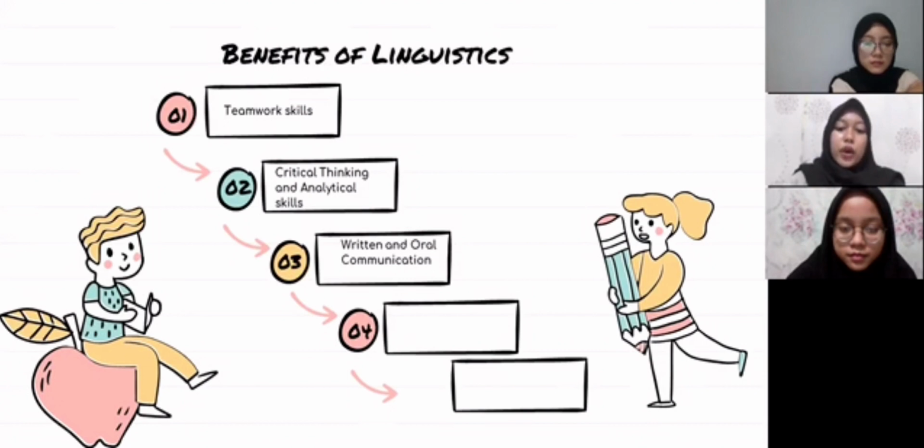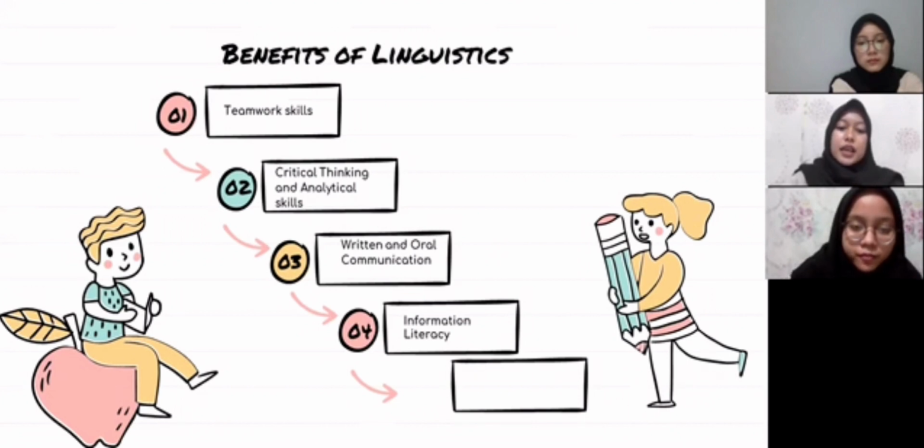And the third, written and oral communication. Linguistics research requires writing papers, giving presentations, and creating projects. And the fourth, information literacy, because linguists read through large amounts of data, including text, audios, and videos. They are trying to search for essential information among piles of data. Through this process, linguists gain intuitions as to where and how to approach information. And the last, logical reasoning.